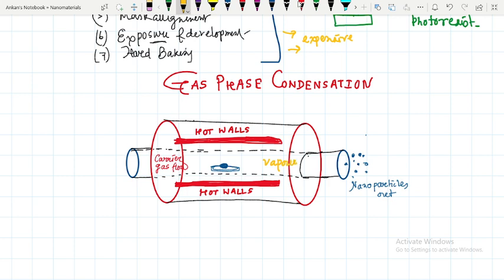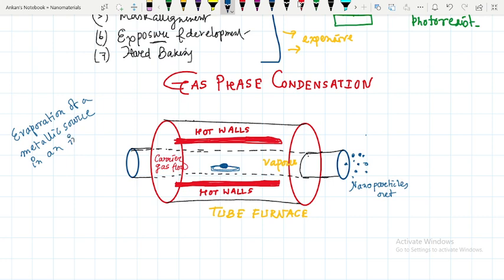Okay, and this is the tube furnace. So the basic principle of it is the evaporation of a metallic source in an inert gas atmosphere to form the nanoparticle. This is the main basic principle.